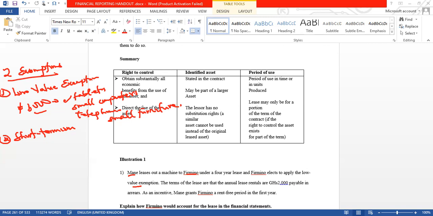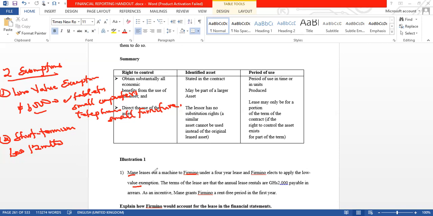Now we have another one called short-term. Here we are saying that if the lease is less than 12 months, you can elect to treat it as a short-term lease. In these cases, the lessee can choose to recognize the lease payment that you made in your P&L, maybe on a straight line basis. So there will be no lease liability and no right of use to be recognized in your SOFP. All right, so these are the two exceptions around IFRS 16 leases.